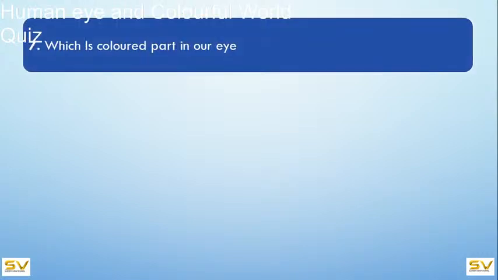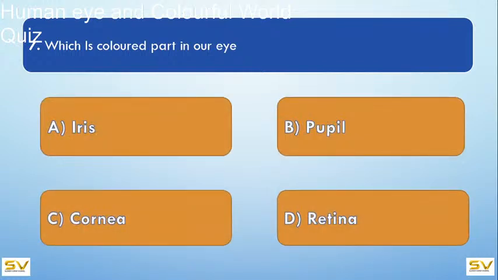Now the next question: which is the colored part in our eye? Is it iris, pupil, cornea, or retina? So which is the colored part of the eye? I'm not getting any answers.